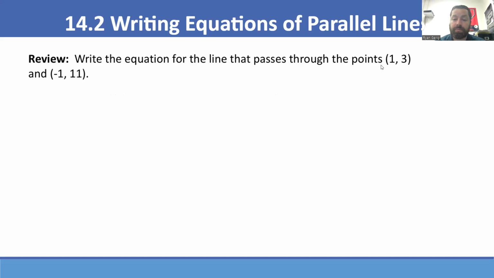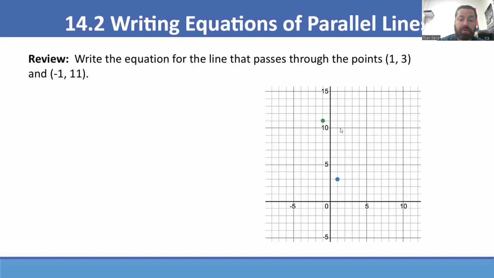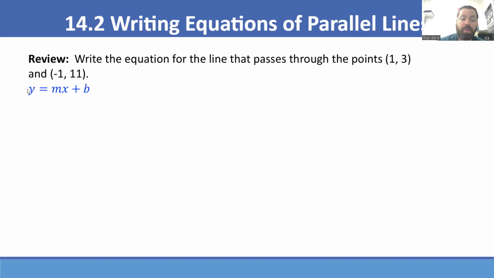This is a review question. Write the equation for the line that passes through the points (1, 3) and (-1, 11). We've done this before, but I'm using this to remind you of how to do it. We could graph the two points and draw the line and get the equation, but what if we don't have a graph? Well, y equals mx plus b, we need that.